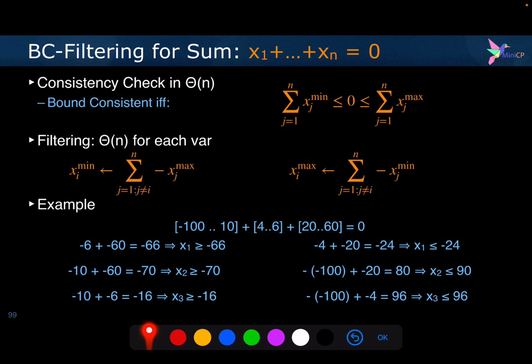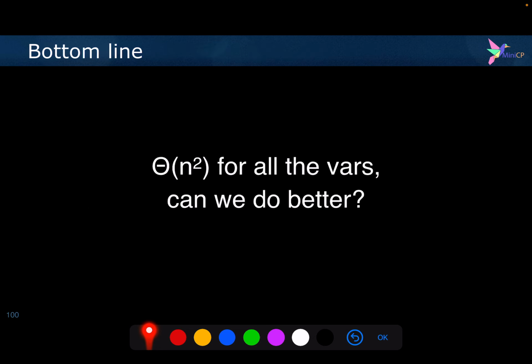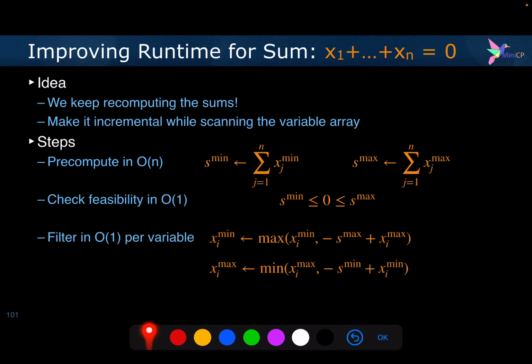You do the summation of the minimum of the domains, and of course you take a minus here, because you would put that one to the right. That's the same as what we did before for the filtering. That would require theta of n for each variable, just to take the sum of the opposite of the domains. The question is, can we do better than that? Can we do something that is faster overall? Because that would take n squared for all the variables. That's quite expensive. Can we do better and have a linear time complexity for all the variables?